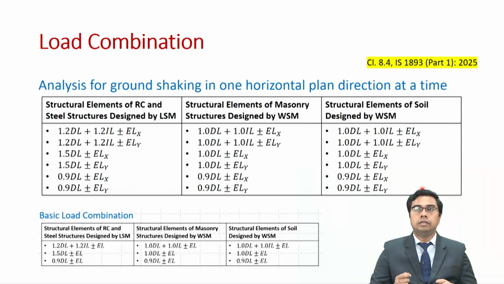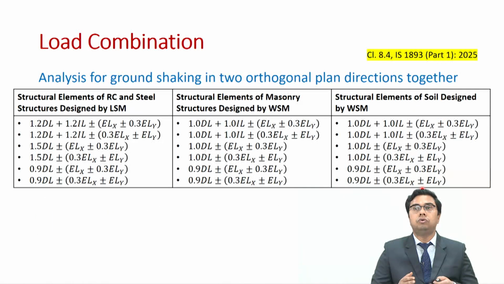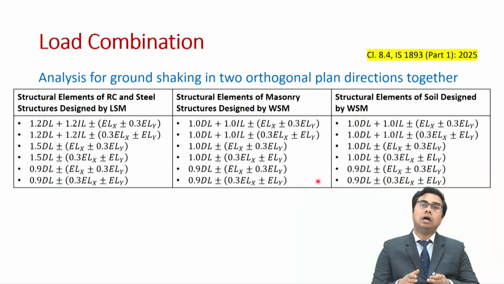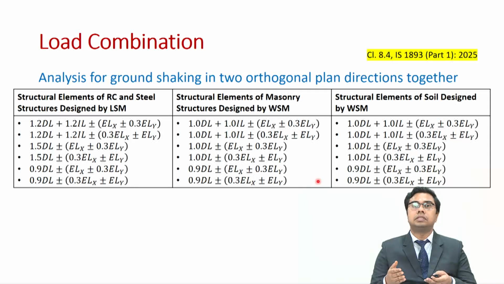Now at this point the code also suggests that in some cases you might like to analyze your structure for ground shaking in two orthogonal plan directions together, that is along x as well as along y. So in that case you need not consider the total design seismic load along x as well as the total design seismic load along y. So in that case we have different load combinations. So one of the load combinations, if you see, if you are considering the earthquake load along x as 100%, you are taking only 30% of the earthquake load along y, or vice versa, that is ELX plus minus 0.3 ELY. Alright, this is true for all the load combinations listed over here. So by now you would be familiar with how these load combinations are being derived from the same basic load combinations that we have seen earlier in this slide.